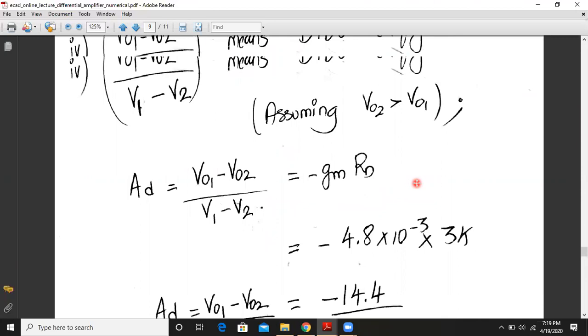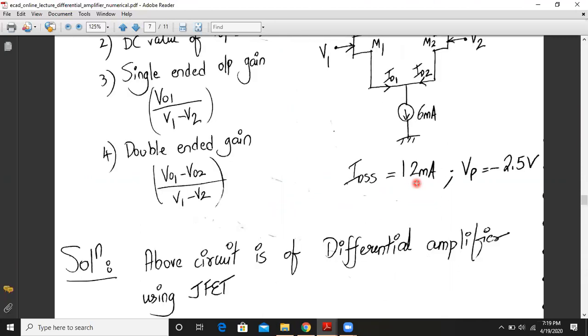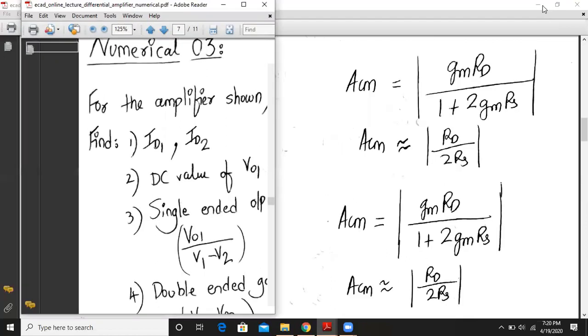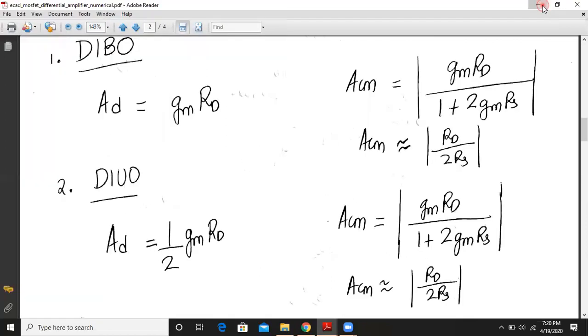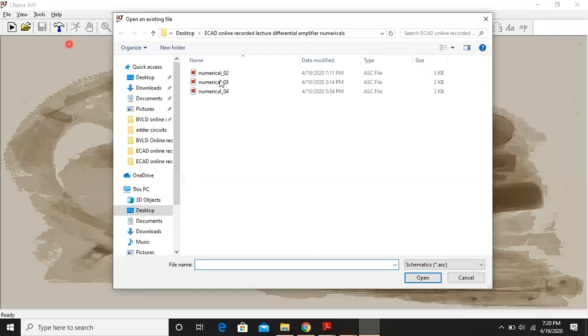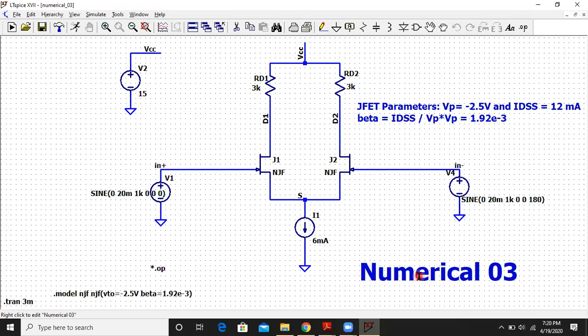Now what we will do is quickly cross check these results. We will simulate this circuit in LTSpice and quickly cross check whatever results we have achieved over here. So let me just minimize this and open up LTSpice for y'all, and we will open up numerical number 3. So this is our numerical number 3.